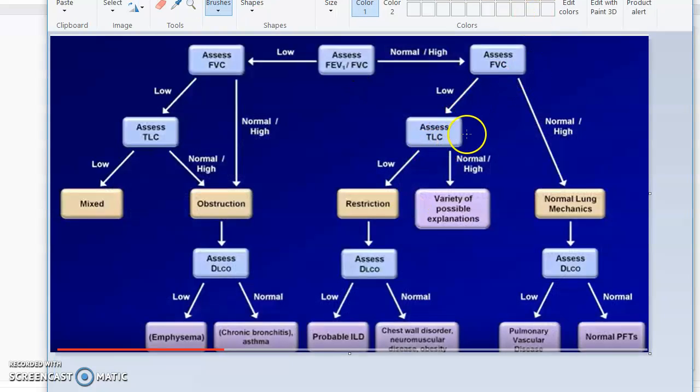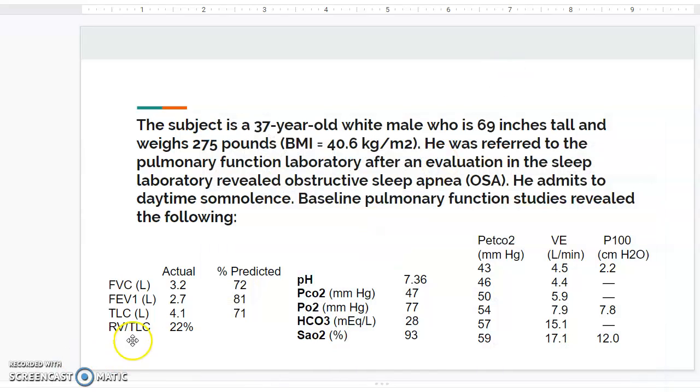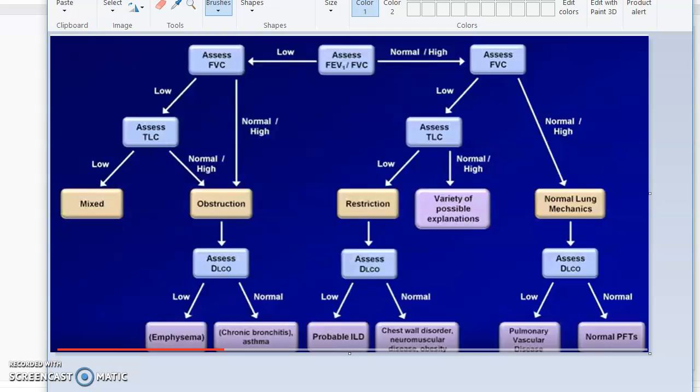If it's low, then we're going to assess our TLC. So let's take a look at our TLC here. Our TLC is 71% of predicted. Again, that's less than 80%, so again, that's low. So what that tells us is we have a restrictive defect.